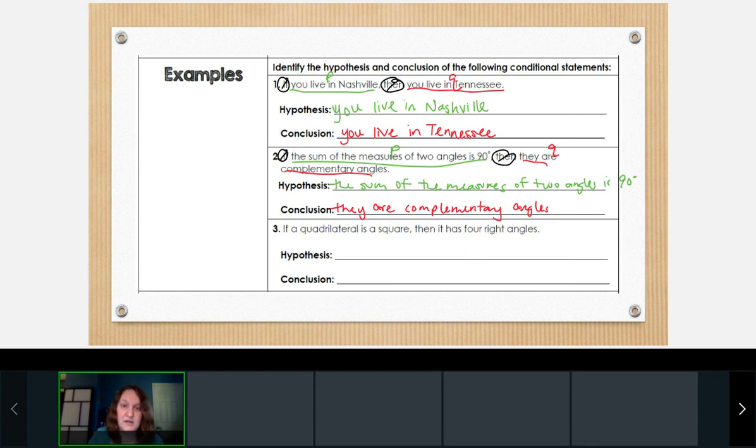One more here, number 3. I want the hypothesis that comes right after the word if. So a quadrilateral is a square. Find your conclusion. I should have done that in green. Oh well. After the word then, but not including the word then. So it has 4 right angles. All right, so that's identifying our hypothesis and conclusion.